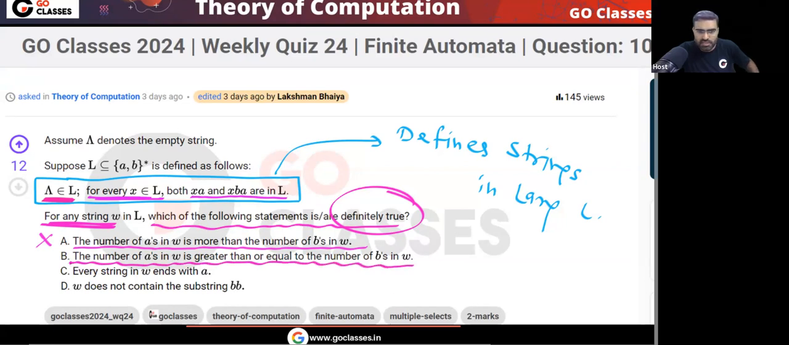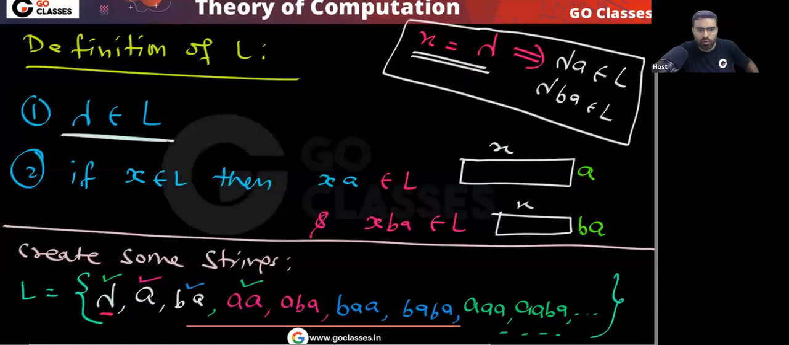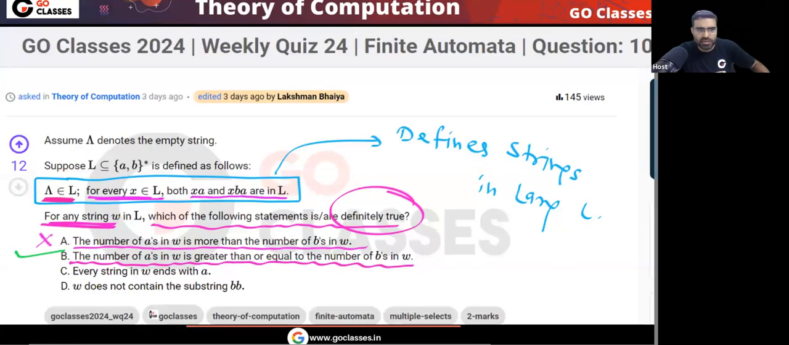The number of A's is greater than or equal to the number of B's. You tell me, you look at all the strings. Are they satisfying this condition? The number of A's is greater than or equal to the number of B's. All the strings, are they satisfying the condition? Yes, they satisfy. This option is true, but how will you prove it?